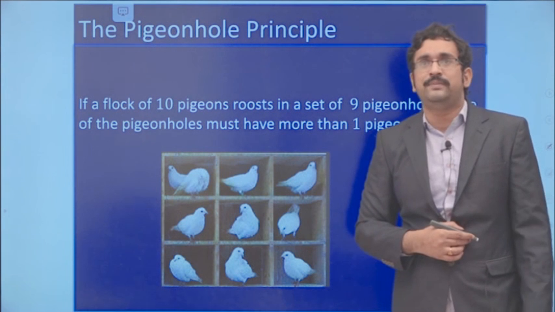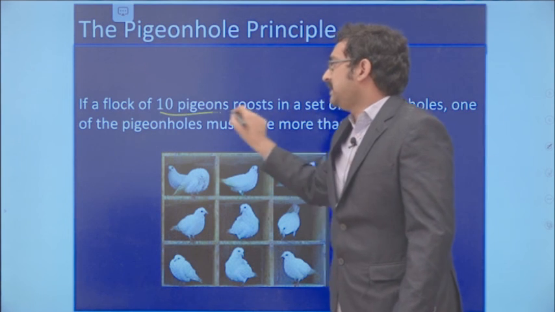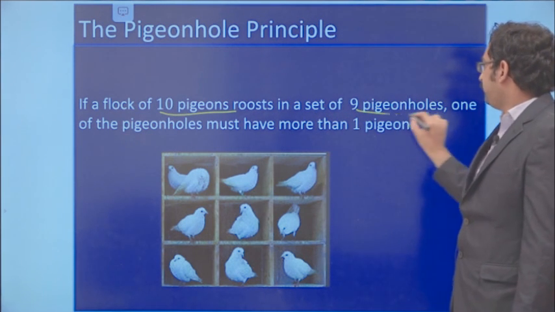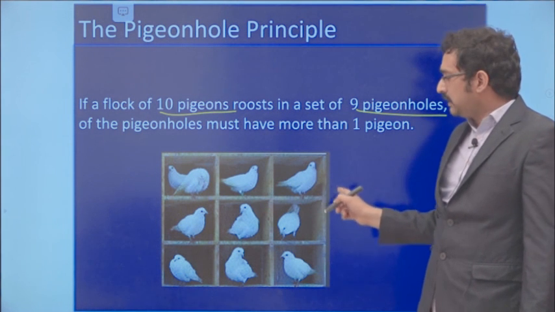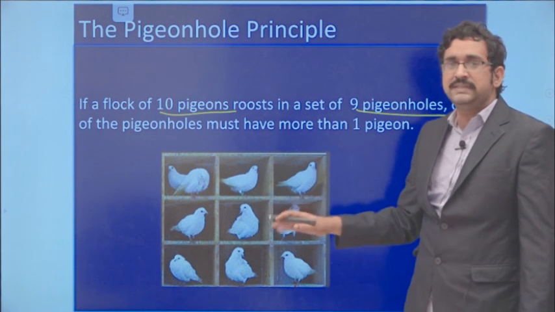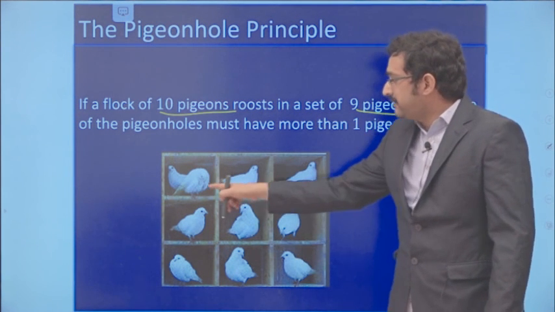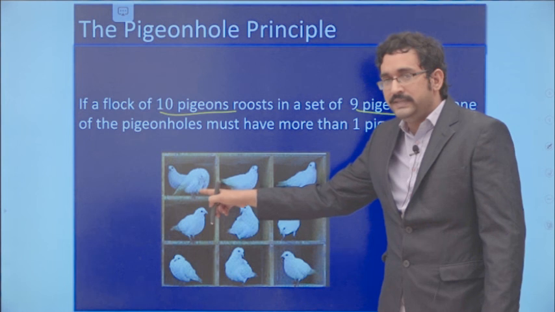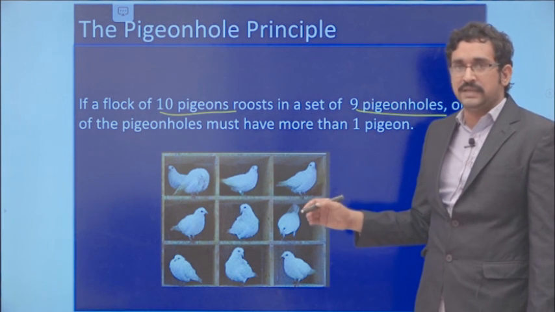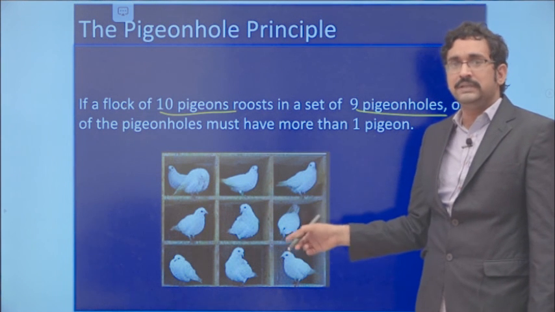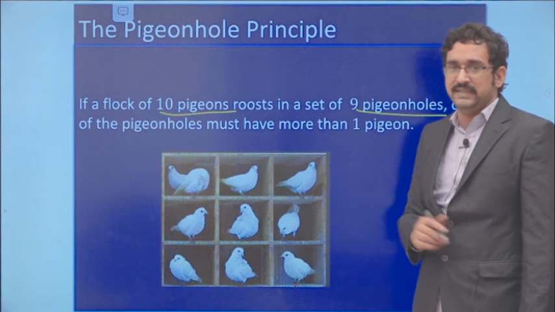Now we will discuss the Pigeonhole principle. First see one example. If there are 10 pigeons and 9 pigeonholes, here if you observe we have 9 pigeonholes. Out of 9 pigeonholes, 10 pigeons have to be accommodated. So there is at least one pigeonhole where 2 pigeons are accommodated. If the number of pigeons is more than the number of pigeonholes, then there will be at least one pigeonhole which contains at least 2 pigeons.